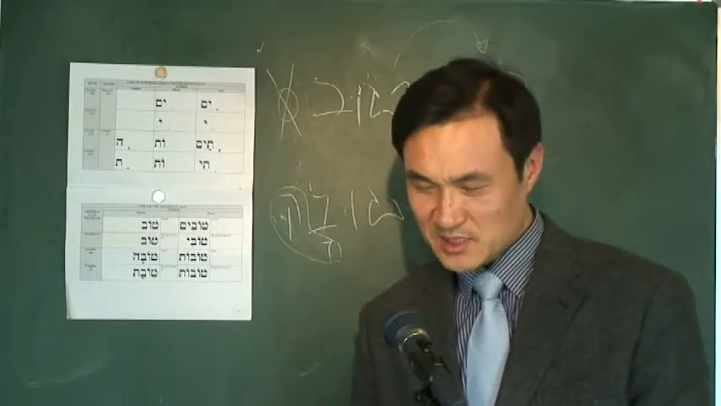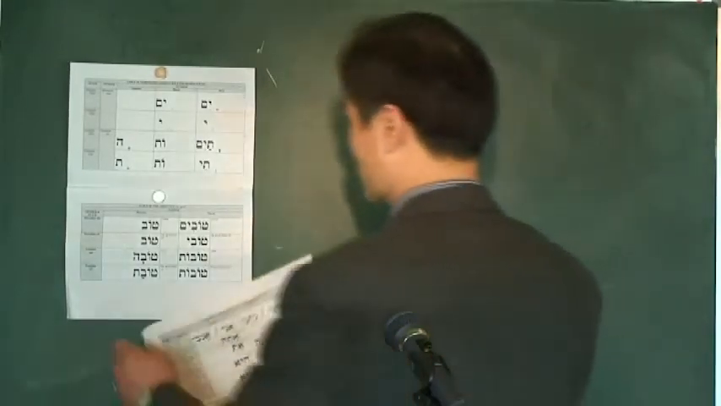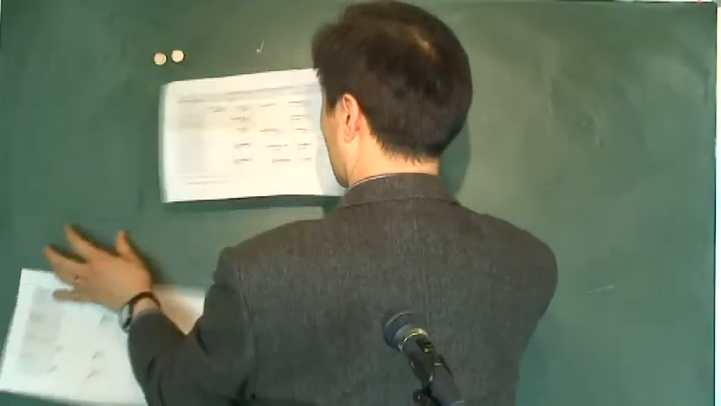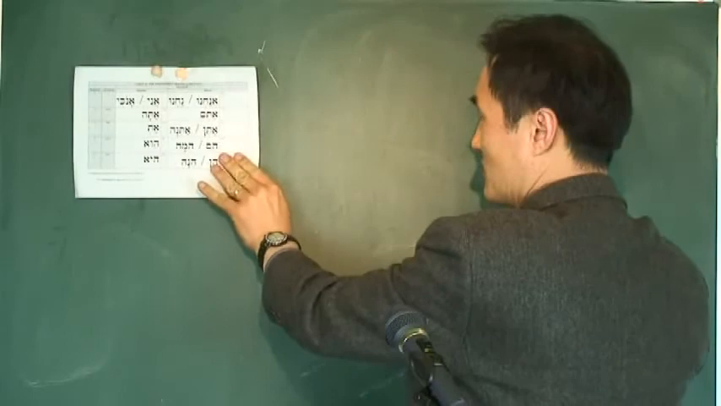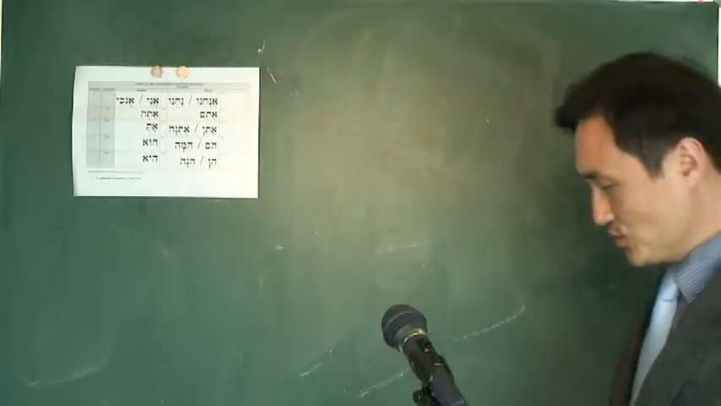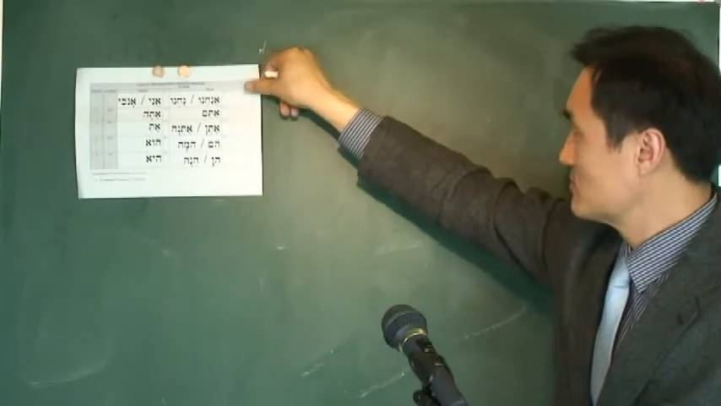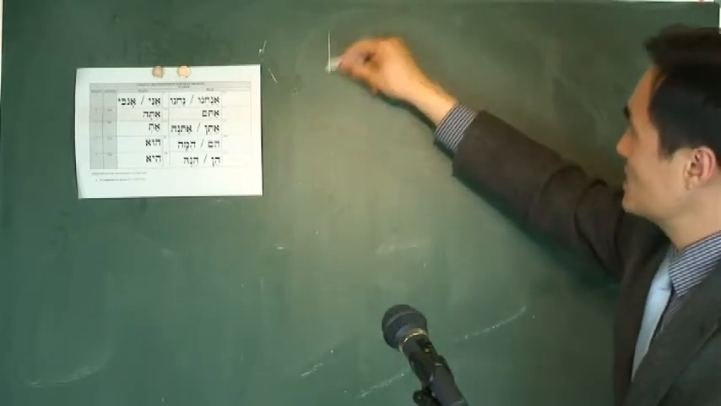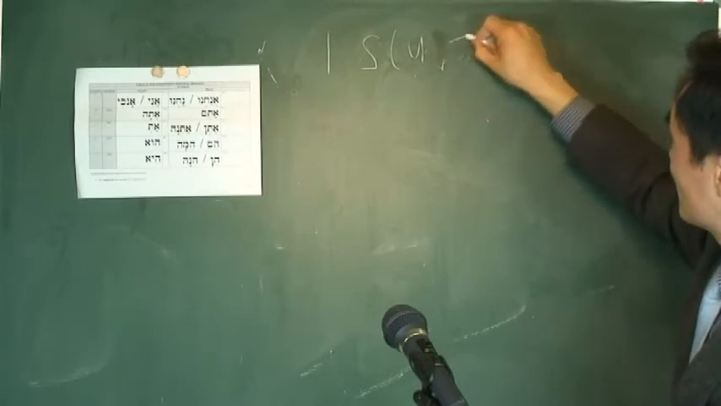Next, let's look at independent personal pronouns. Independent personal pronouns are words such as I, you, he, she, it, we, you, and they in English, and they are the same in Hebrew. The first person singular I is Anoki.